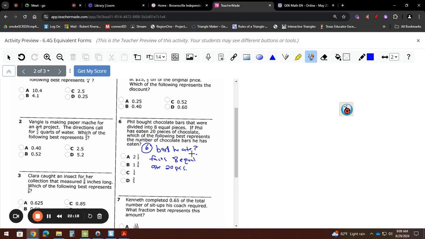So they have 8 equal parts and they ate 20 pieces. So they want me to create a fraction out of this. Obviously, 8 equal parts is what they cut it into, so that goes on the bottom. And they ate 20, so that would go on the top. So it's 20 out of 8. Now that answer is not there because this is improper. And like I told you before, guys, when it's improper, I'm always going to bottom out. So let me bottom out.